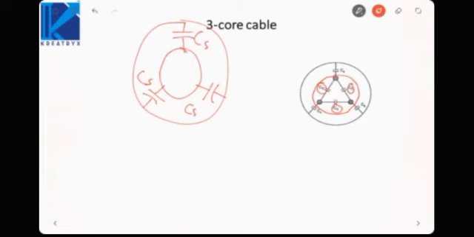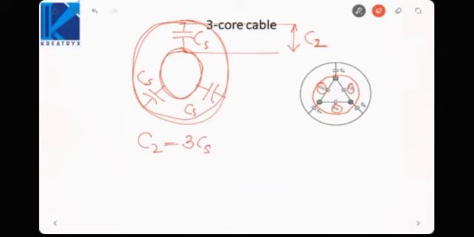Now if we measure the capacitance between the core and the sheath, let me call it C2. What will be this C2? Here if you see, this terminal is common for all the three capacitors and this terminal is also common for all the three capacitors. So C2 will be 3 times CS. This is my second equation. So from here I know CS is equal to C2 by 3.